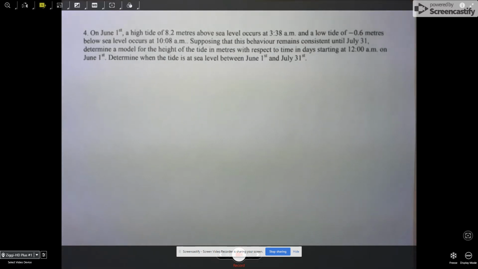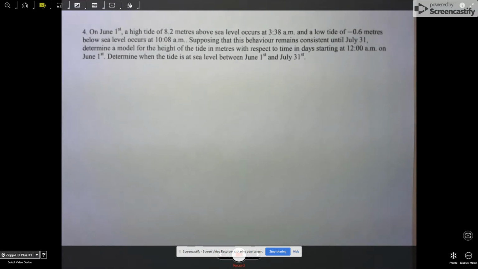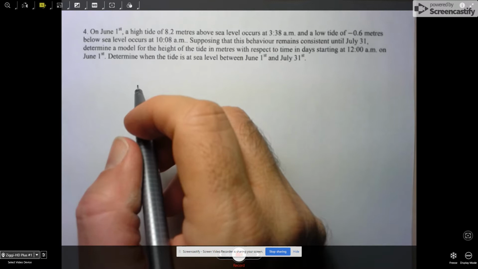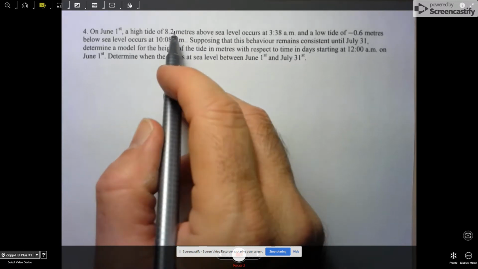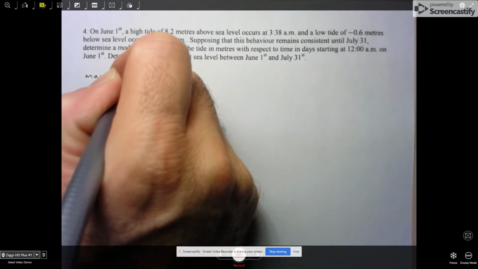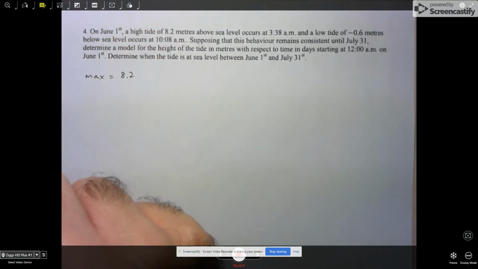Hi folks, we're going to take a look at number 4 from the extra review questions on Unit 5. Okay, so they give us this tide question, so let's just try to get all the basic information here. High tide, so our maximum is going to be equal to 8.2. It's positive since it's above sea level.